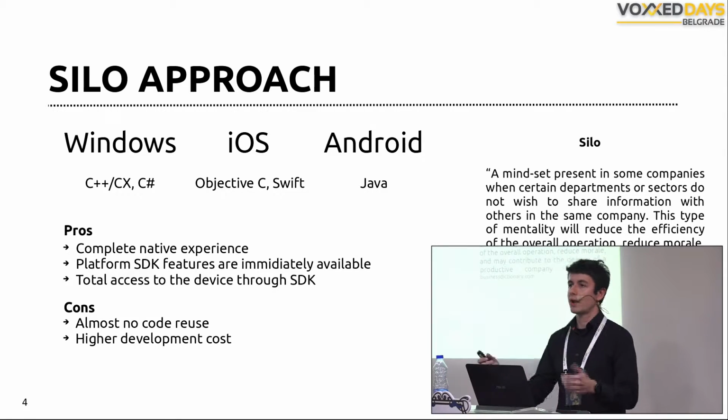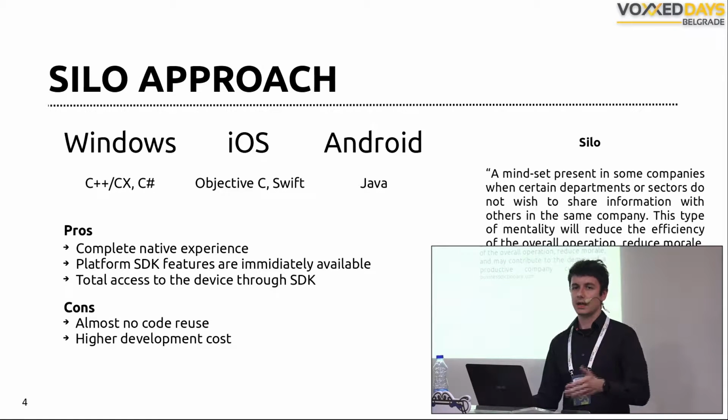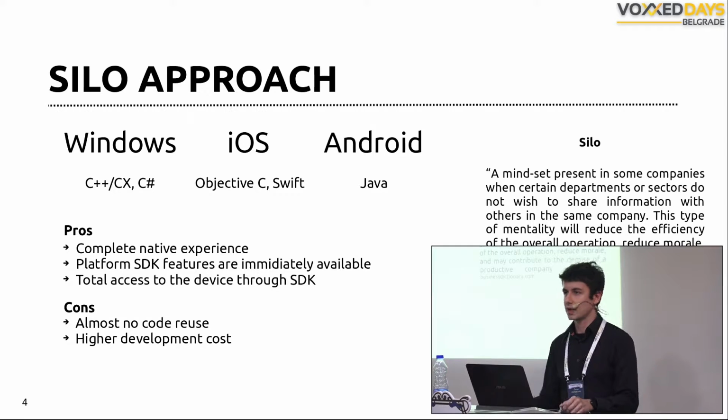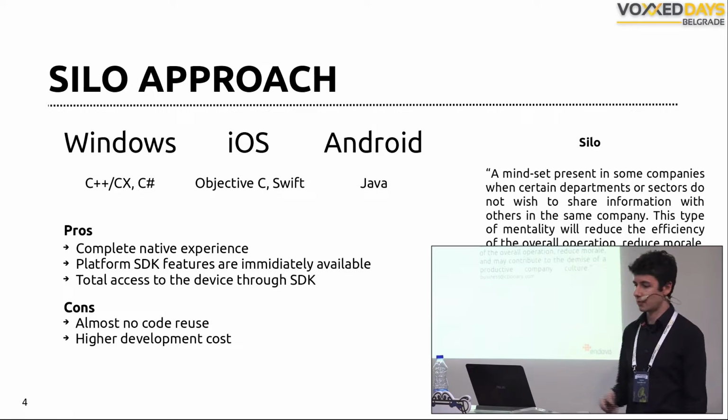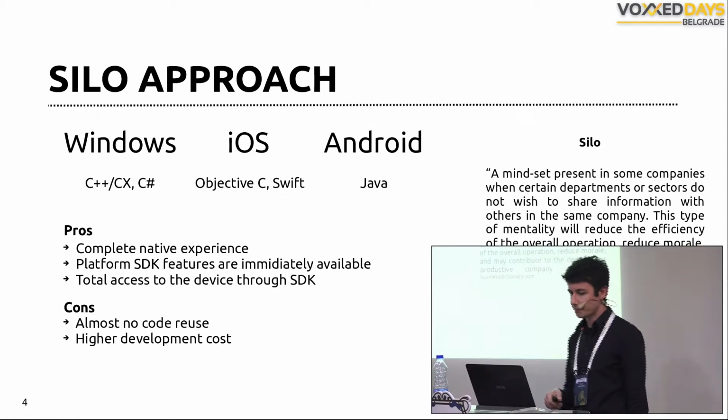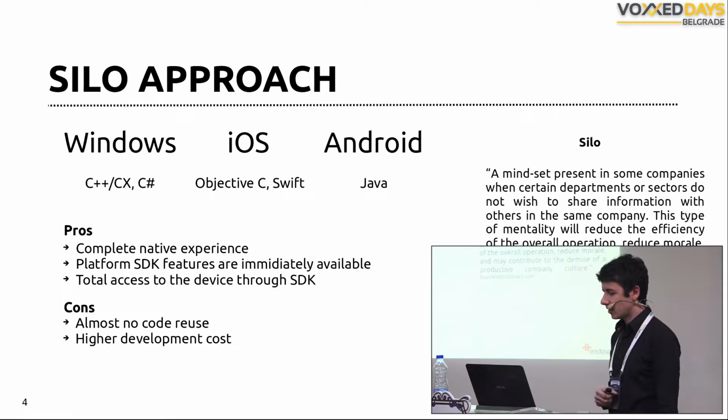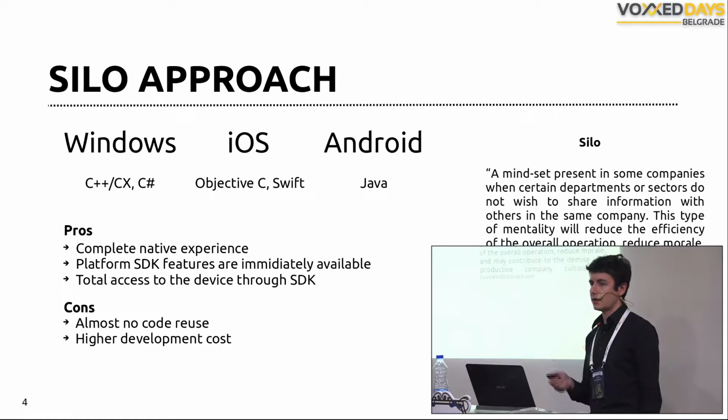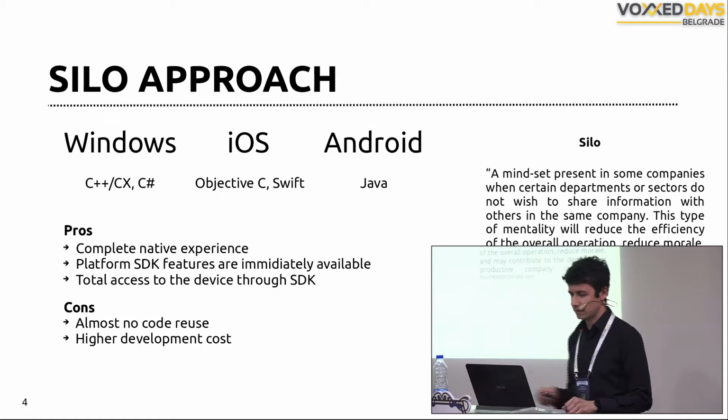And you don't know whether you have a bug in your own code, or a bug in the third-party libraries that you're using, and that's why it's bad to have a silo approach. And as you can see here, I'm now mentioning only Windows Phone, iOS, and Android as major mobile platforms.